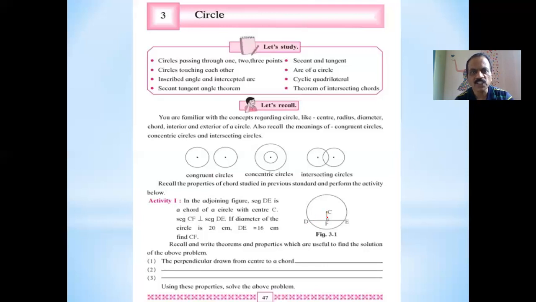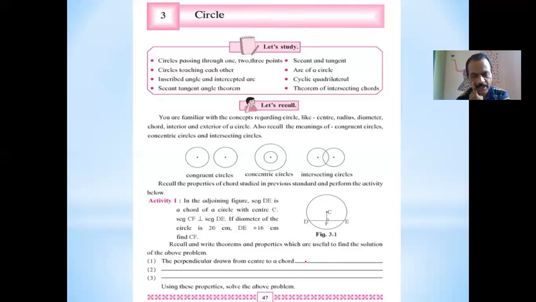Then apply the Pythagoras theorem in right angle triangle DFC. By the Pythagoras theorem, CD square is equal to DF square plus CF square. Therefore, CF square is equal to 10 square minus 8 square. That means we get 100 minus 64 is equal to 36. Taking the square root of it, CF is equal to 6 centimeter. That means CF, the perpendicular distance from the center of the circle to the chord, is equal to 6 centimeter. This is the answer of this given activity.